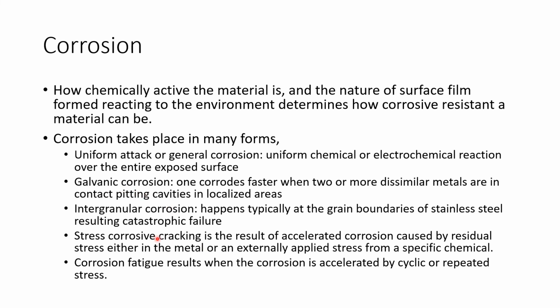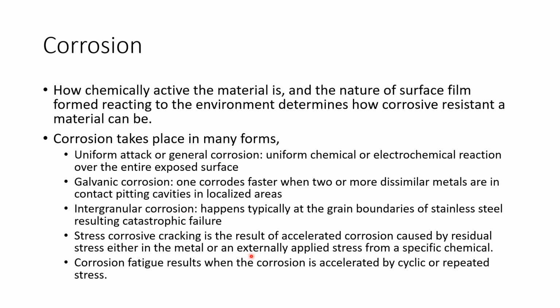The next one is intergranular corrosion. Intergranular corrosion usually happens at the grain boundary. A grain boundary is nothing but just a boundary in a certain material, in this case a stainless steel. It happens only at the grain boundaries, and then it causes a failure in the material. We call that intergranular corrosion.